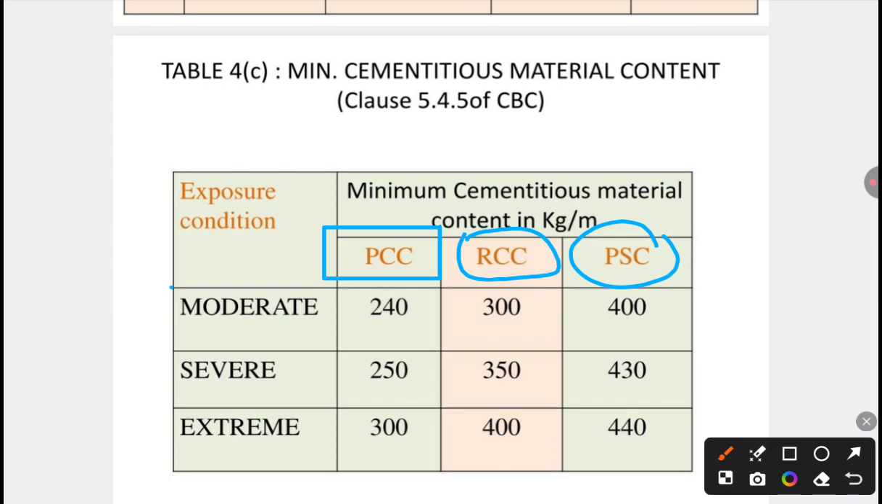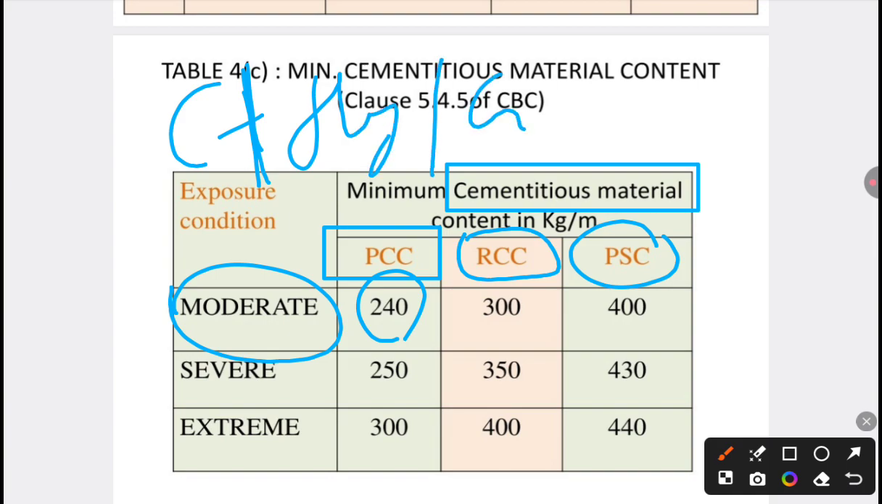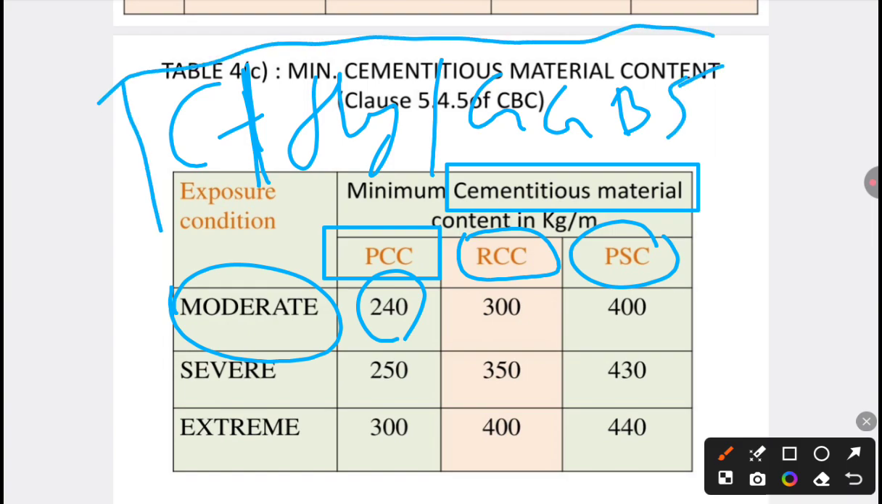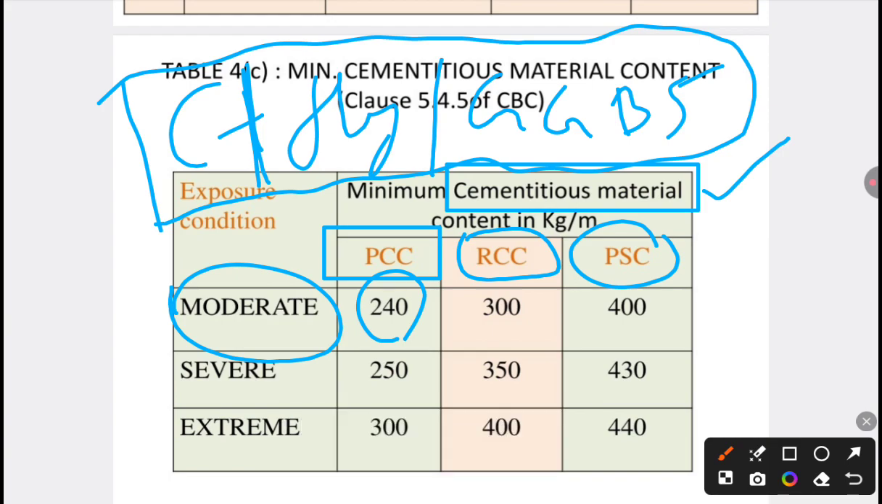So if we go to the moderate exposure conditions, for the PCC minimum cementitious material, what is the actual meaning of cementitious material? Actually we are using cement or fly ash or GGBS. These are binding materials, and these binding materials are basically called cementitious material. You have to remember this basic concept for your future and further growth.